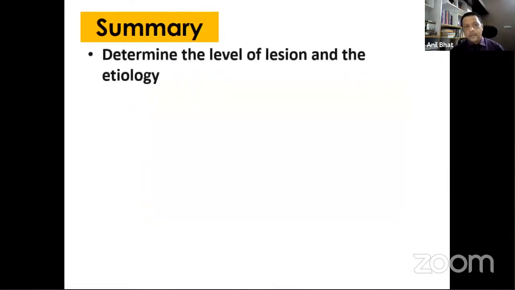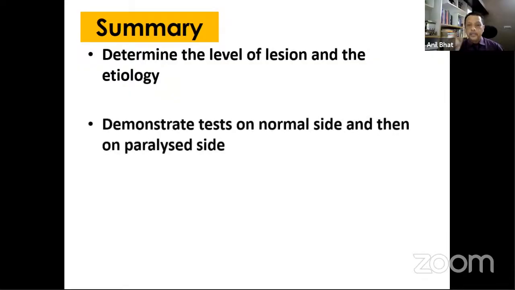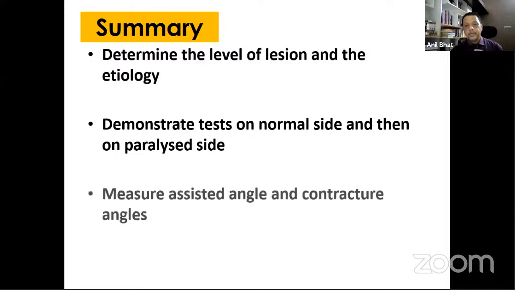So in summary, I would say determine the level of the lesion and the etiology. Is this a high level injury, low level injury? Is it post traumatic? Is it post Hansen's? Very, very important for your management. You demonstrate all the tests on the normal side and then on the paralyzed side. Always, in any nerve injury patient, do this in your exam. Always show it on the normal side for the patient, and then you demonstrate on the paralyzed side. In this case, claw hand, measure the contracture angle.